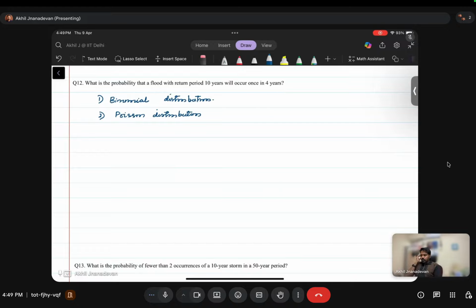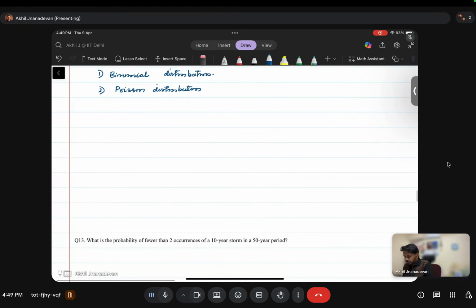Okay, so these two distributions can be used in general for a similar number of occurrences in this many times in this many years. In such questions we can use both the distributions. So we'll first see the case of the Bernoulli distribution, the binomial distribution.